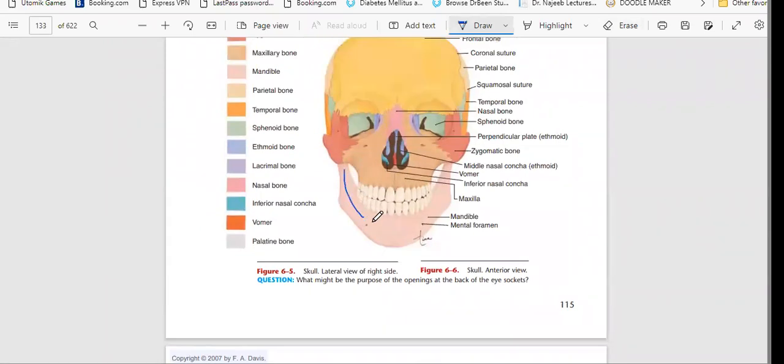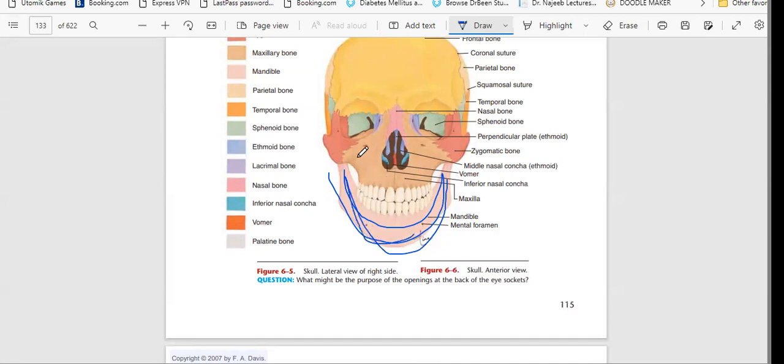You can see this is the mandible bone. Your lower jaw is movable. You can open it. You can chew the food, you can drink the water, you can eat the food, you can cut the pieces. Everything you do, you do with the help of this mandible.